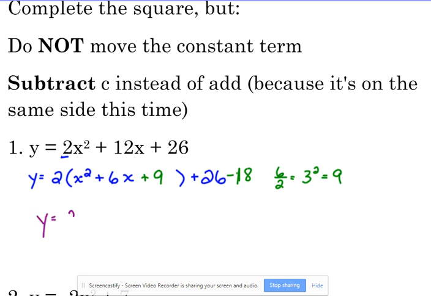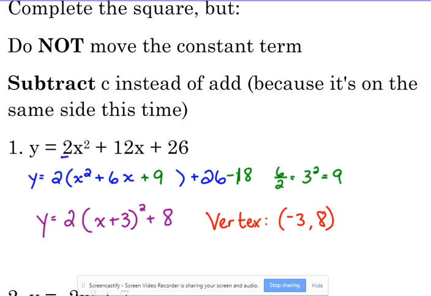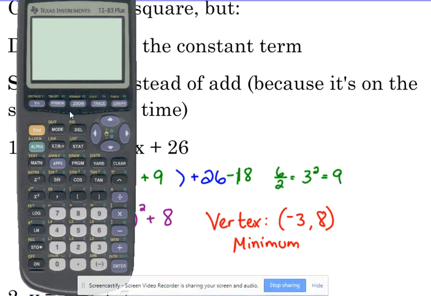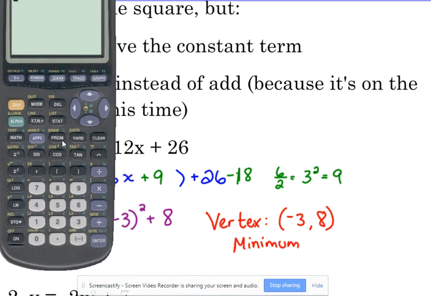So here's my vertex form. Factor x plus 3 squared. 26 minus 18 is 8. So my vertex is at negative 3, positive 8. This one is a minimum because a is positive, so it opens up. So that's a minimum.